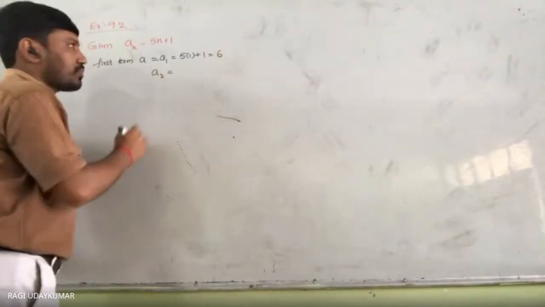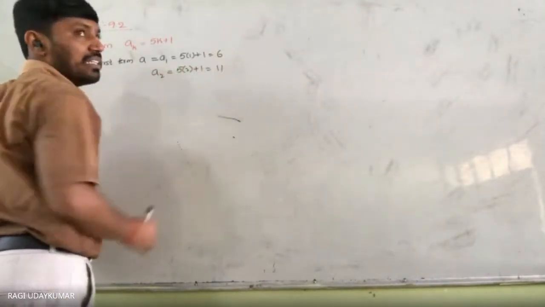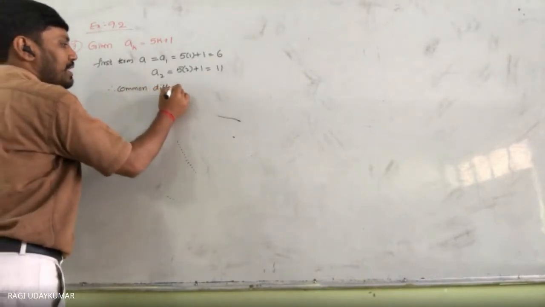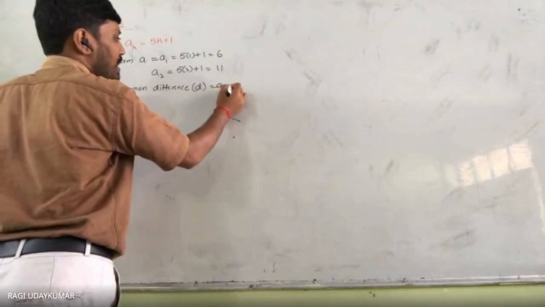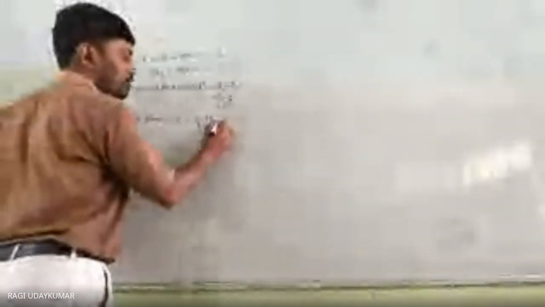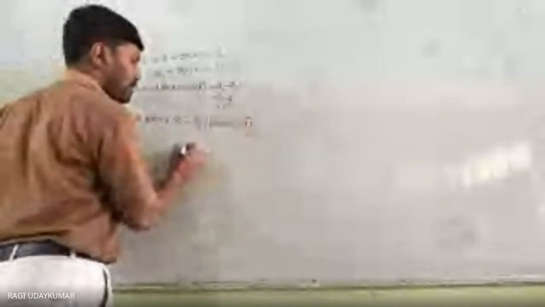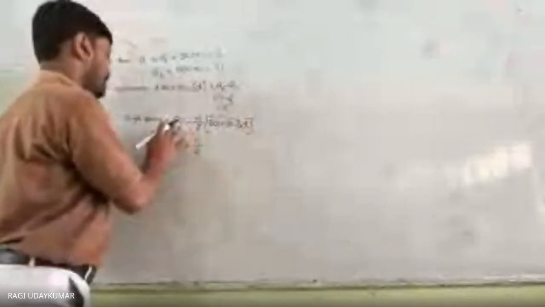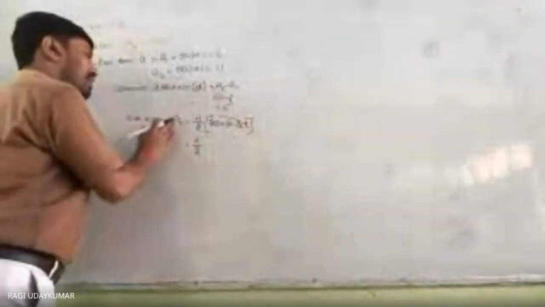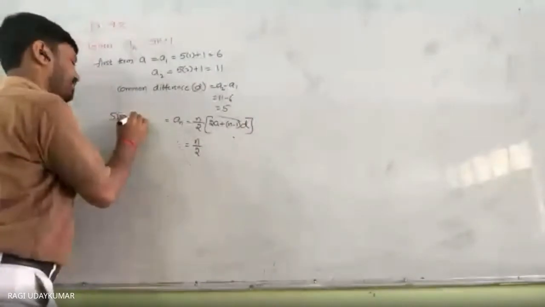Second term A2 is 5 into 2 plus 1, which is equal to 11. Therefore the common difference is equal to A2 minus A1, 11 minus 6, which is equal to 5. And nth term is asking. Sorry, it is not the nth term that is asked, the sum of n terms is asked. So the sum of n terms.